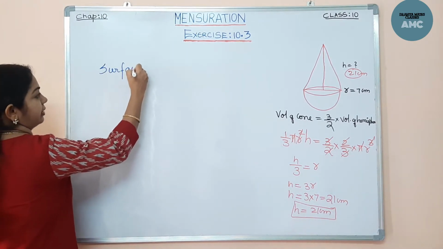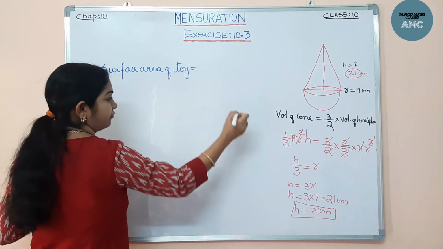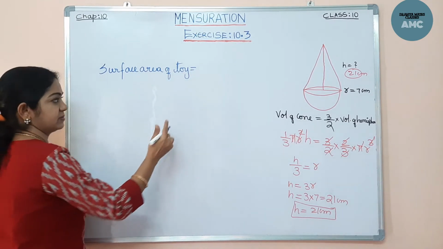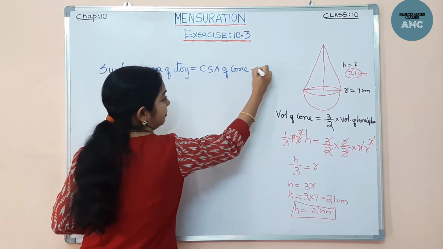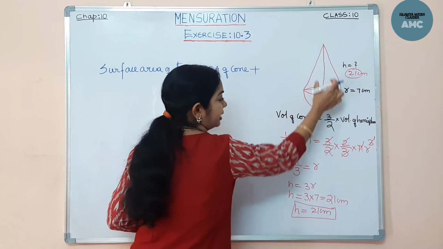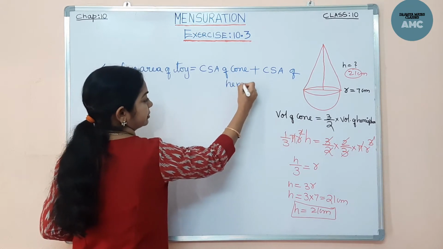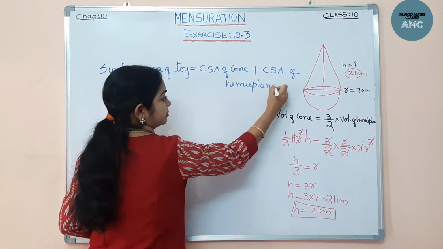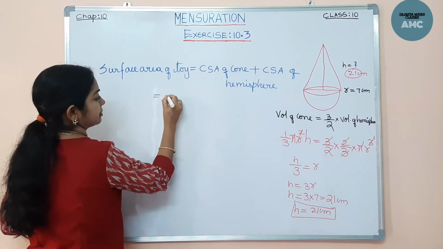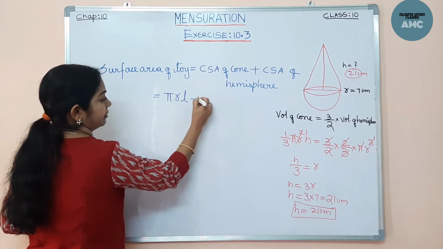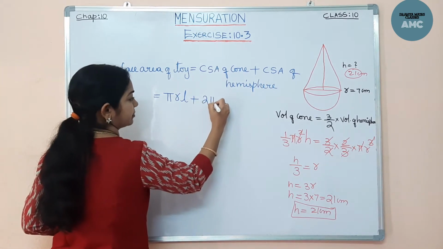Surface area of toy. This toy is a combination of the cone as well as the hemisphere. So CSA of cone plus the CSA, curved surface area, of hemisphere. Right. Now what is the CSA of the cone? It is pi RL plus curved surface area of the hemisphere, that is 2 pi r square.